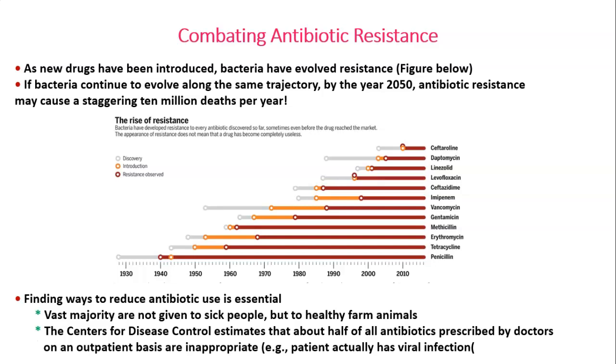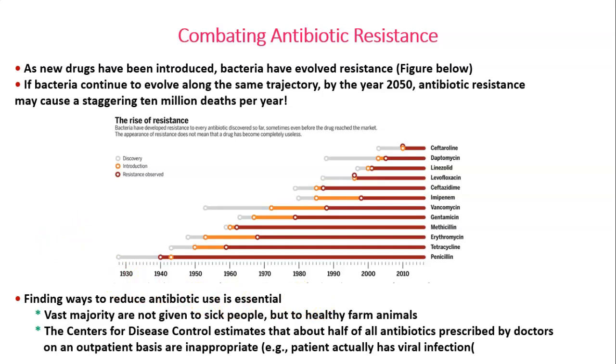So one of the key things we need to do is find ways to reduce antibiotic application to individuals or in general. So we have to cut down our use of antibiotics. This is essential if we're going to slow down this trend. So one of the aspects here is that the vast majority of antibiotics are not in fact given to sick people, but they are given to healthy farm animals. And this is indeed a problem because this provides a reservoir for bacteria around the world to be evolving resistant to these antibiotics when they are confronted with that new environment.